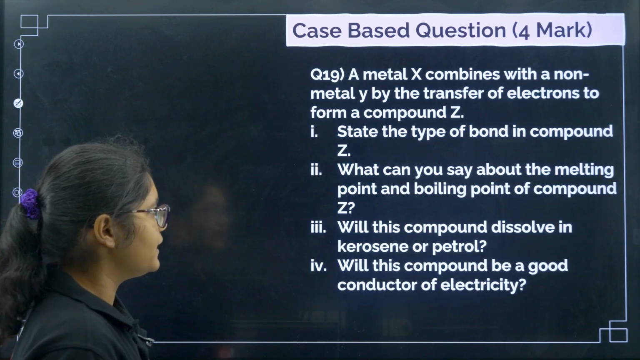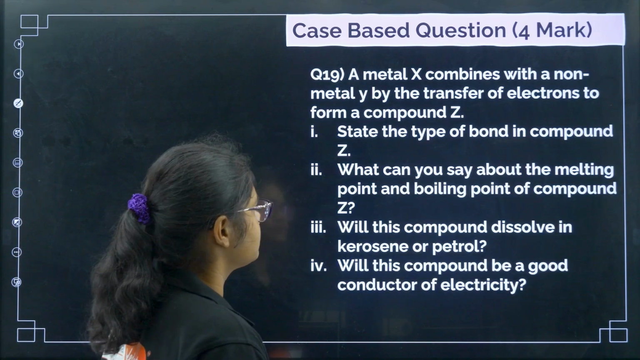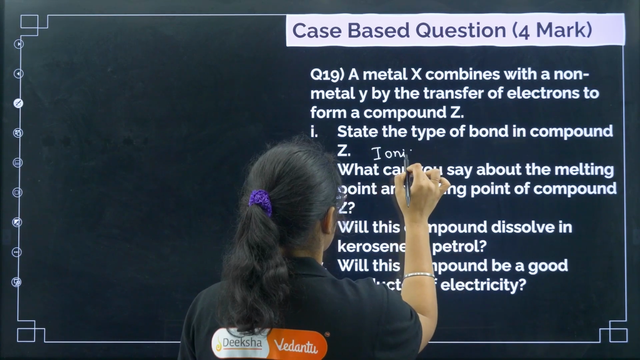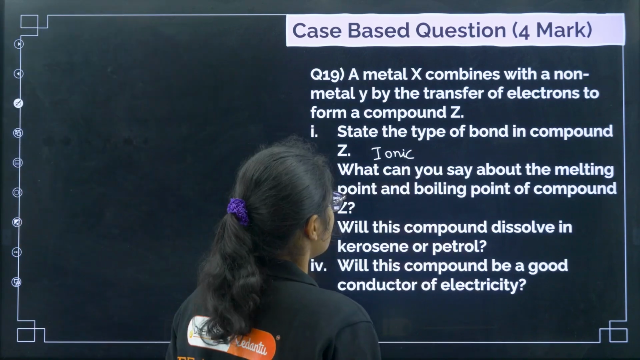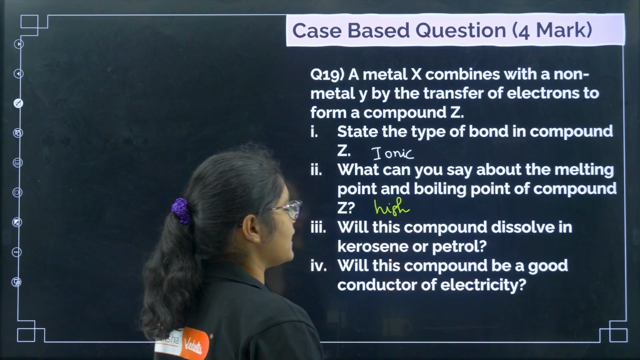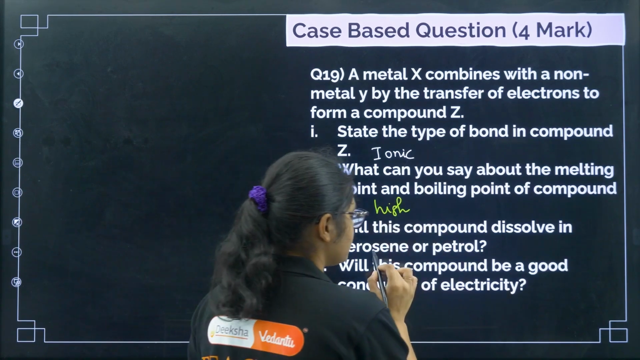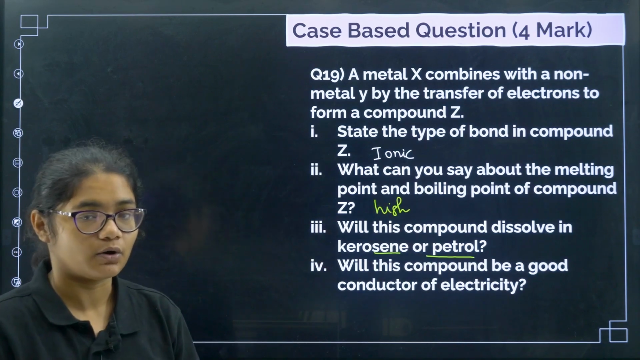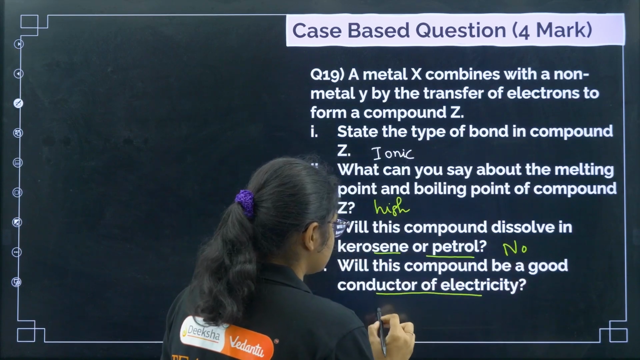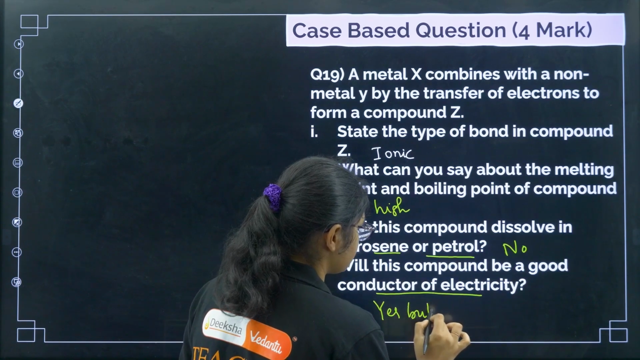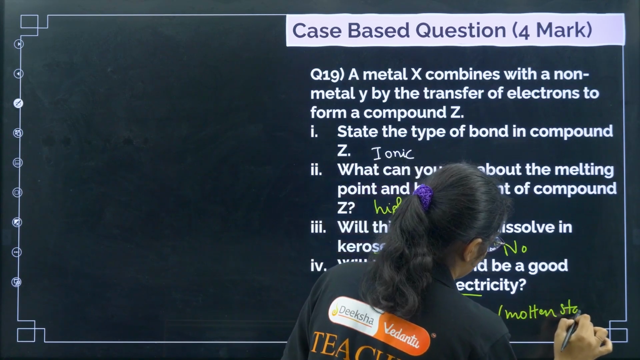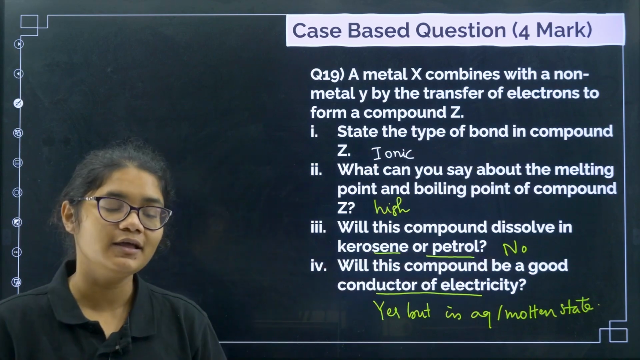Next question. A metal X combines with a non-metal Y by the transfer of electrons to form a compound Z. Which type of compound? So when there is transfer of electrons, an ionic compound is formed, right? What can you say about the melting point and boiling point? They will be very high because it is an ionic compound. Will this compound dissolve in kerosene or petrol? No. Ionic compounds can dissolve in water but not in kerosene and petrol. Will this compound be a good conductor of electricity? You can write yes, but in aqueous and molten state. In these two conditions it can conduct electricity.